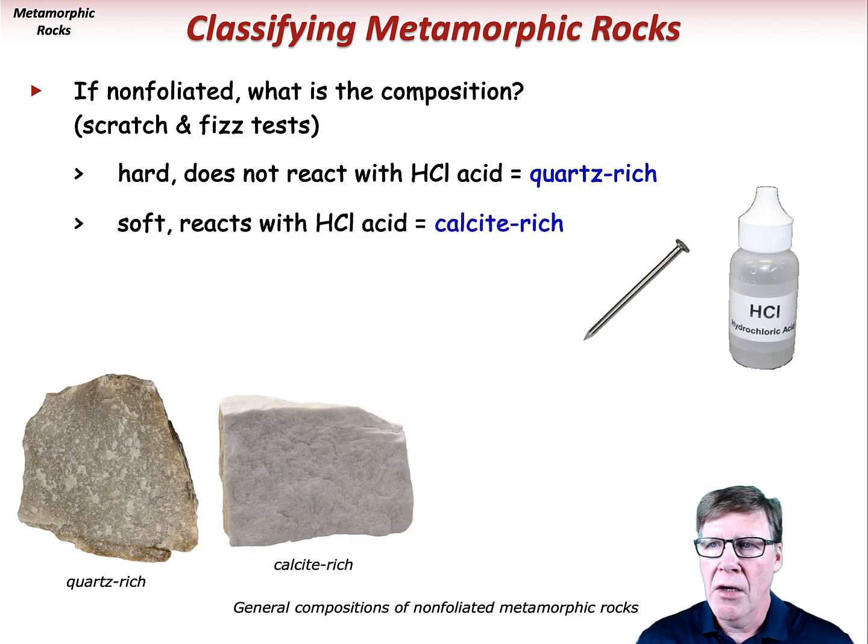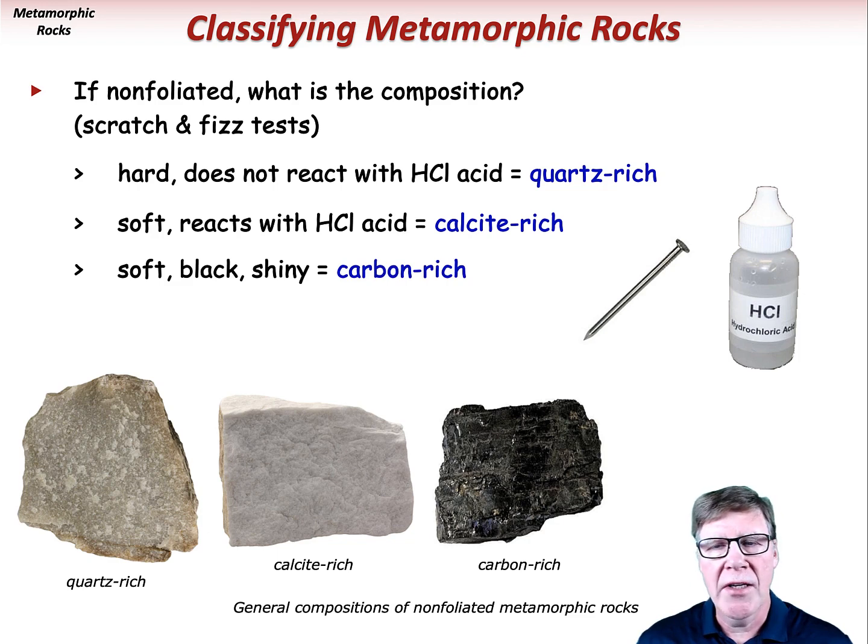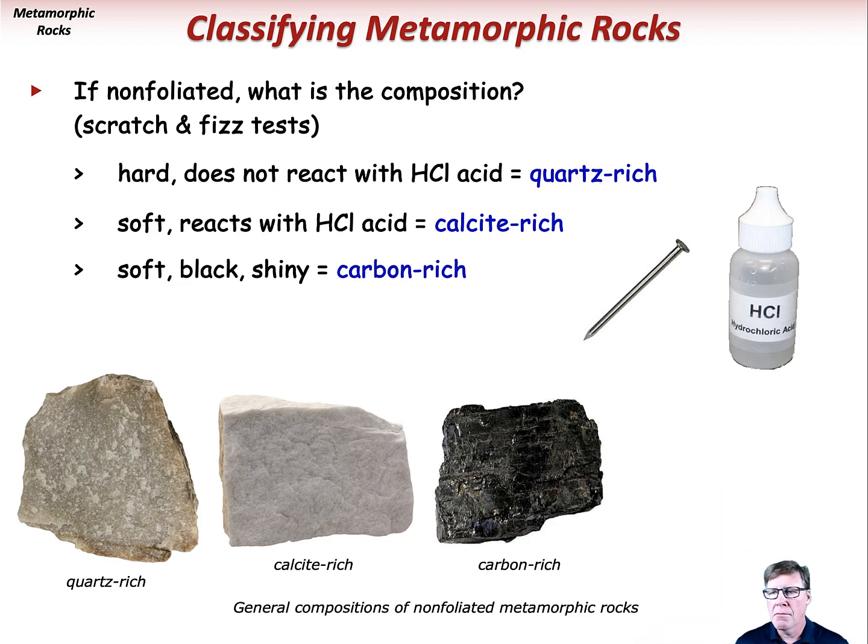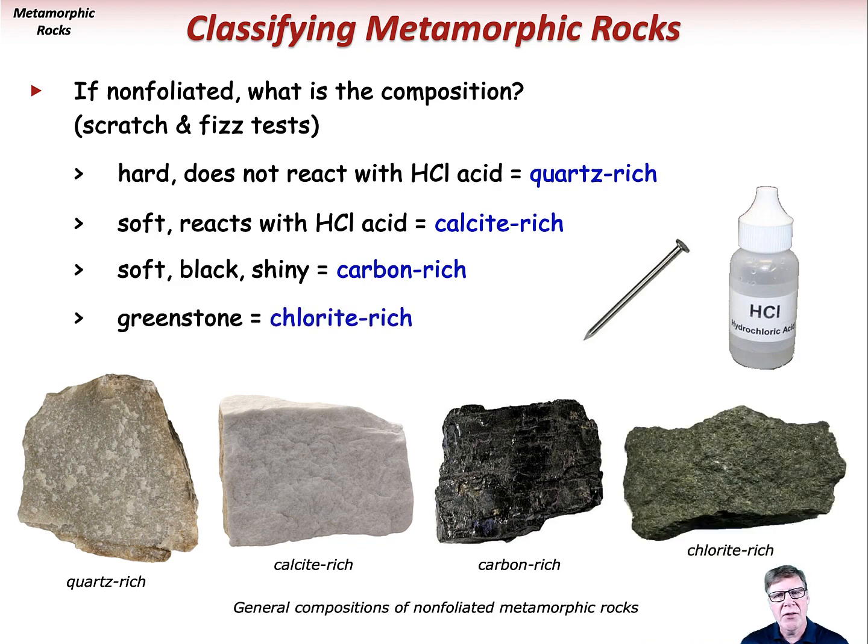On the other hand, a rock may have a calcite-rich composition if it is easily scratched with a steel nail and does react with the hydrochloric acid. Certain types of carbon-rich rocks like coal are soft, black, and shiny. The mineral chlorite gives rocks like greenstone a dull green overall color.